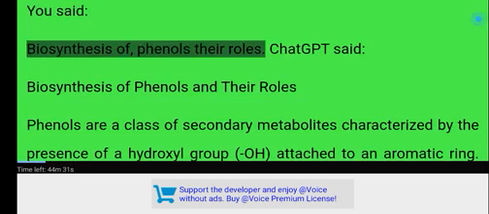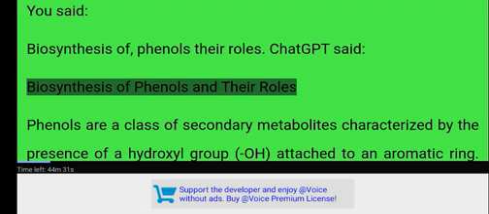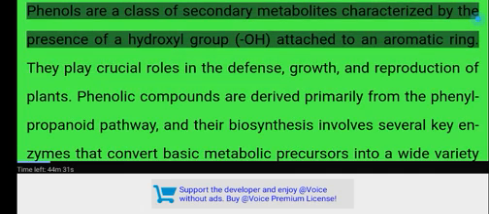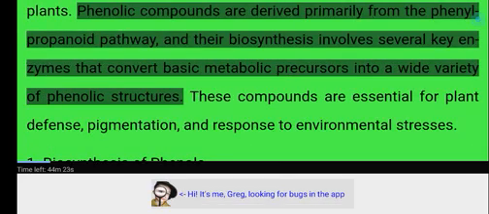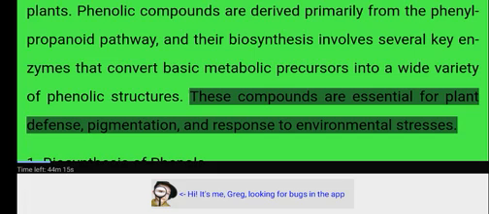Biosynthesis of phenols and their roles. Phenols are a class of secondary metabolites characterized by the presence of a hydroxyl group (OH) attached to an aromatic ring. They play crucial roles in the defense, growth, and reproduction of plants. Phenolic compounds are derived primarily from the phenylpropanoid pathway, and their biosynthesis involves several key enzymes that convert basic metabolic precursors into a wide variety of phenolic structures. These compounds are essential for plant defense, pigmentation, and response to environmental stresses.